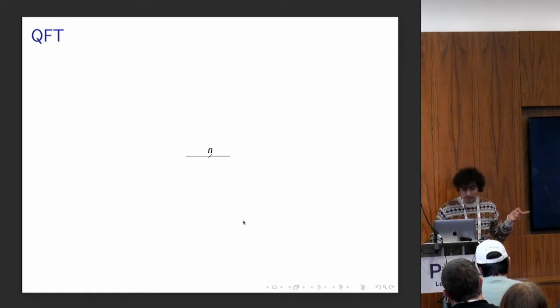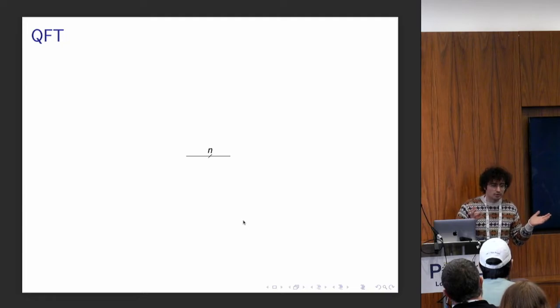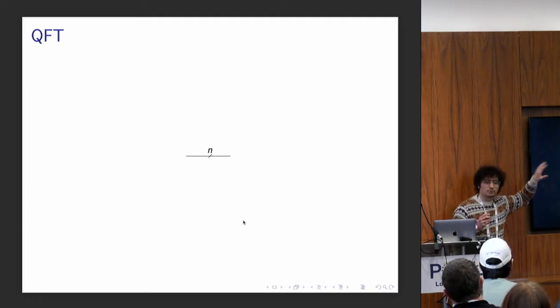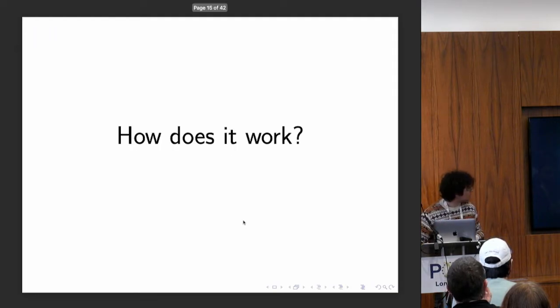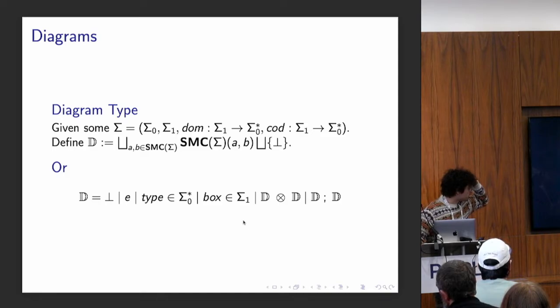And this thing applies to kind of any language based on a symmetric monoidal category. So, I've used circuits as an example. You can apply this to ZX or something else. Okay, so how does it work? So we have this, okay.